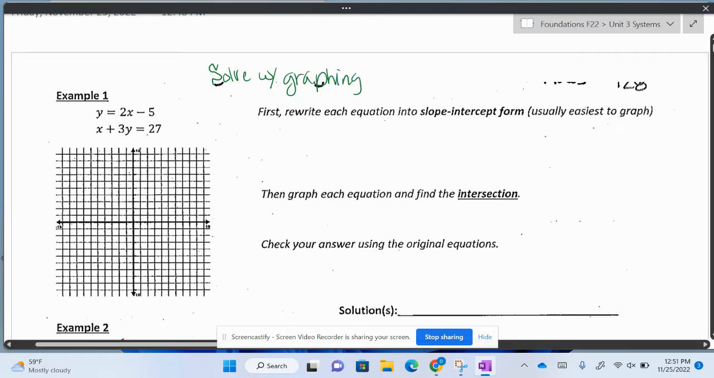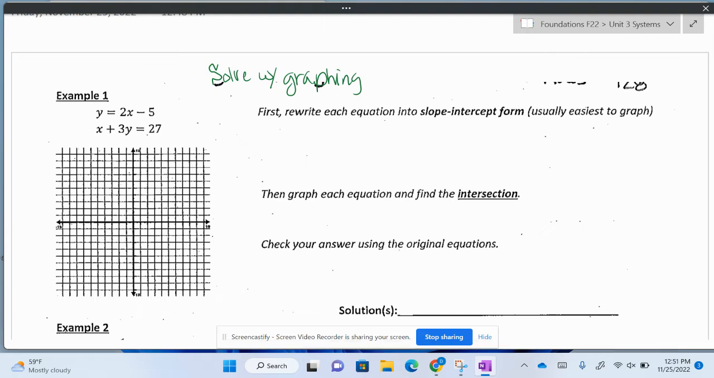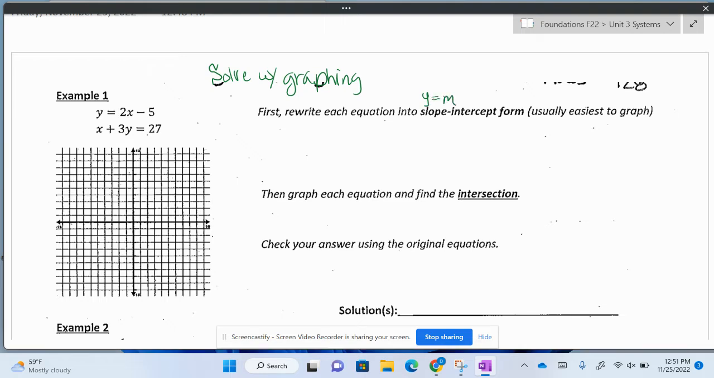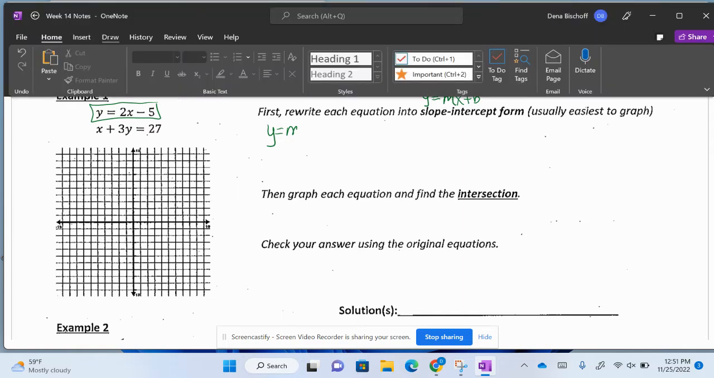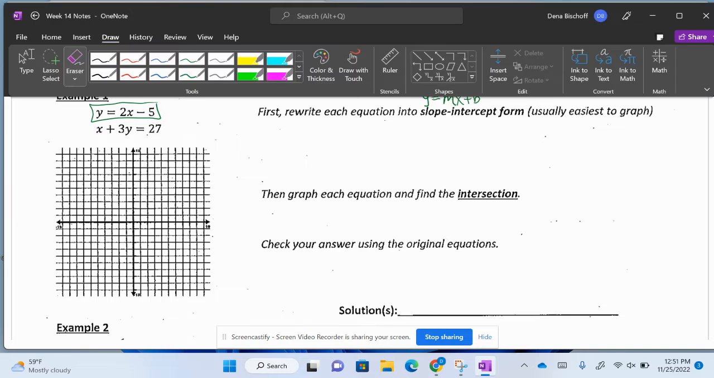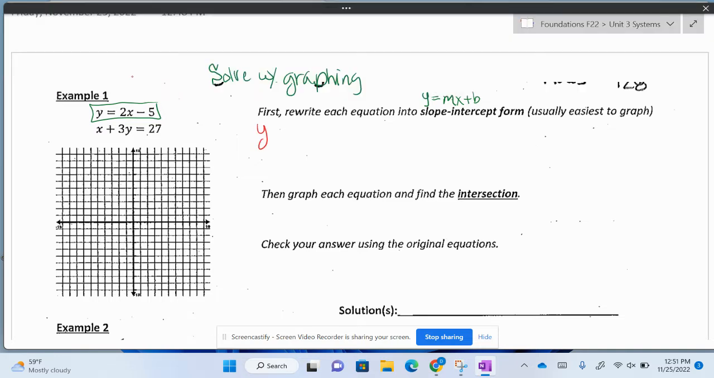So I want to remind you that when you want to solve a linear system by graphing, the first thing that you want to do is put each equation into slope-intercept form, and that's your y equals m times x plus b. So your first equation is already written in slope-intercept form. So this is the equation y equals 2x minus 5. So let's identify the slope and the y-intercept from y equals 2x minus 5.